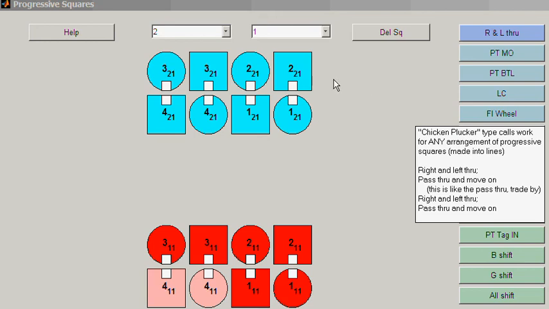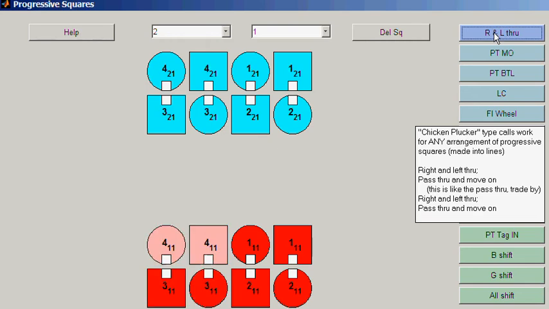A generalization of the chicken plucker works for any arrangement of progressive squares that are first made into lines by saying sides lead to the right and circle to a line. Have a look at this arrangement here. We start out and we do right and left through, and pass through, move on to the next.